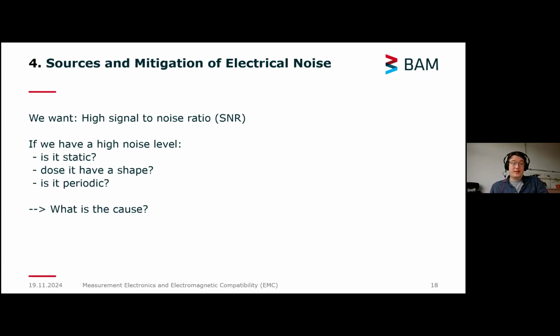Noise can be differently shaped. It could be a static noise in the background. It could have a shape. It could be periodic, and either way it could result in a bad measurement which is hard to analyze. What I try to ask myself is, what is the cause of the noise itself? What disturbs my measurement? This is not always an easy task, because if you have a high noise, you might have no idea where it's from.